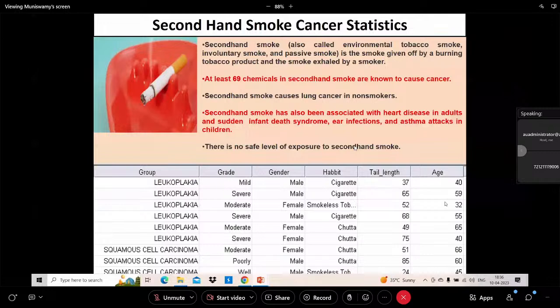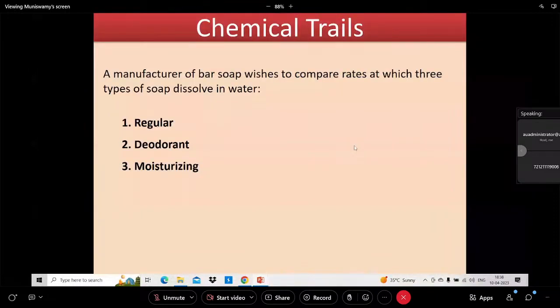Now you see, this is chemical trials data. In the chemical trials, a manufacturer of bar soap wishes to compare the rates at which 3 types of soap dissolve in water.